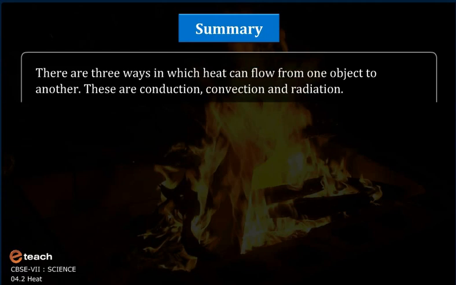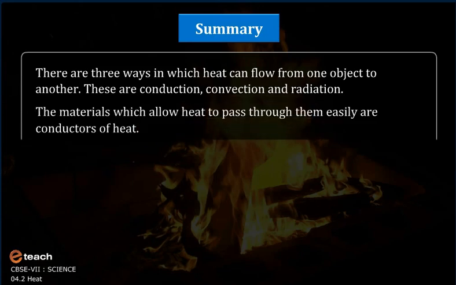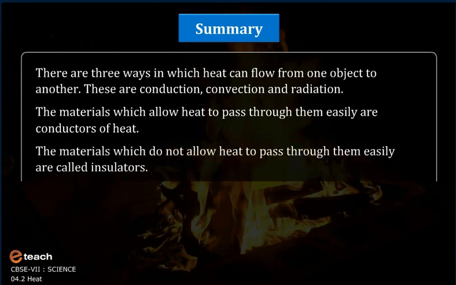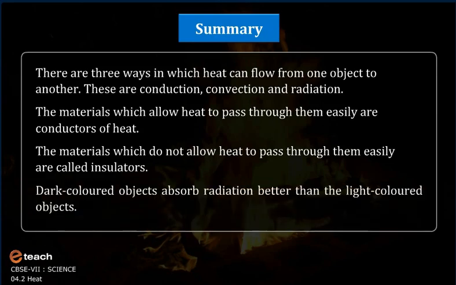Summary. There are 3 ways in which heat can flow from one object to another. These are conduction, convection, and radiation. The materials which allow heat to pass through them easily are conductors of heat. The materials which do not allow heat to pass through them easily are called insulators. Dark-colored objects absorb radiation better than light-colored objects.